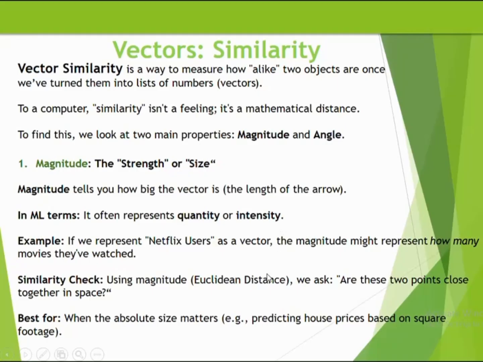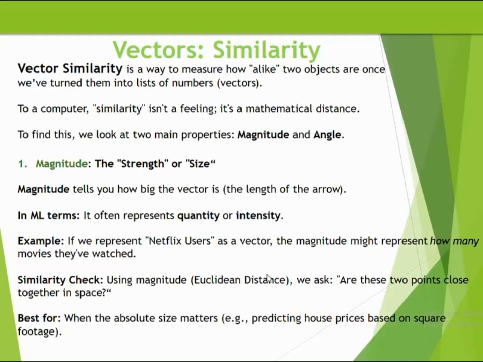Whether it is a human, let us say how alike a human is to an animal, or how alike two non-living objects are, how alike a laptop is to a personal computer. This type of comparison, this type of similarity, can be done with the help of a vector. First, we have to convert them into a list of numbers, which we call a vector.